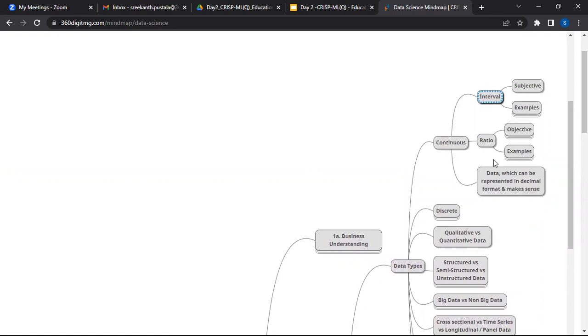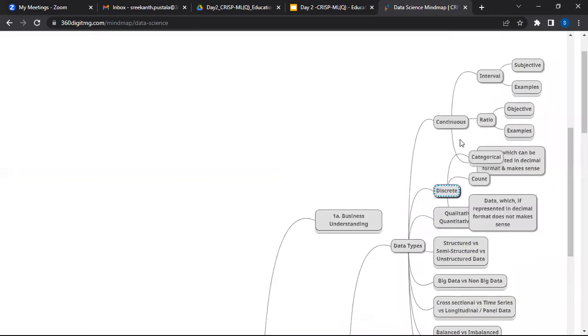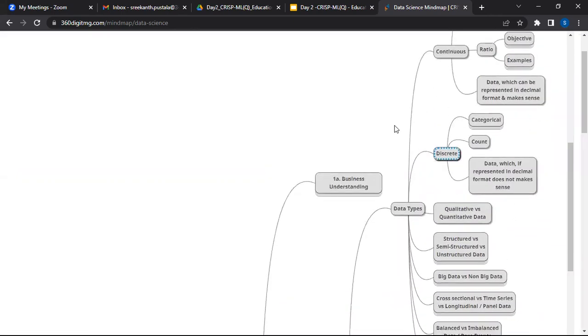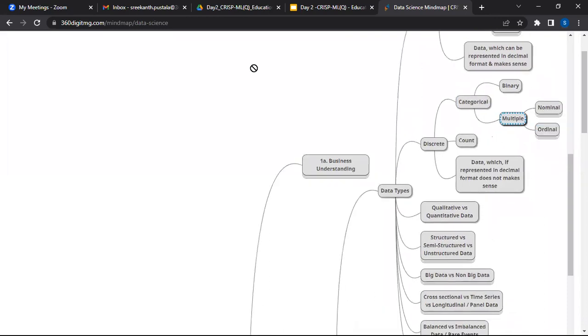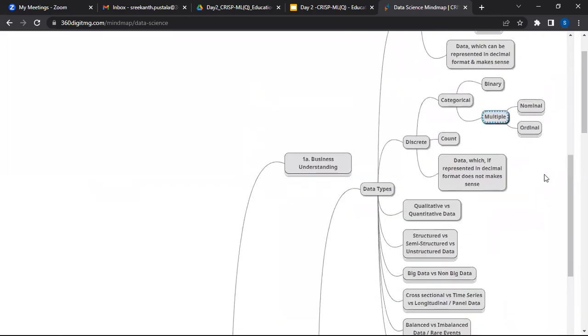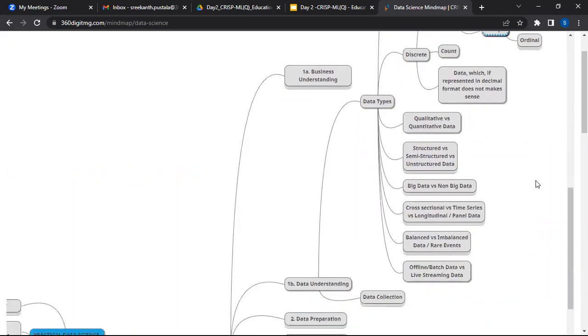And when it comes to discrete data, these are categorical, and categorical data is divided into binary and multiple. Multiple is divided into nominal and ordinal. So these are the different types. And when it comes to qualitative versus quantitative, the data is divided into qualitative and quantitative. And we have structured versus semi-structured versus unstructured data.